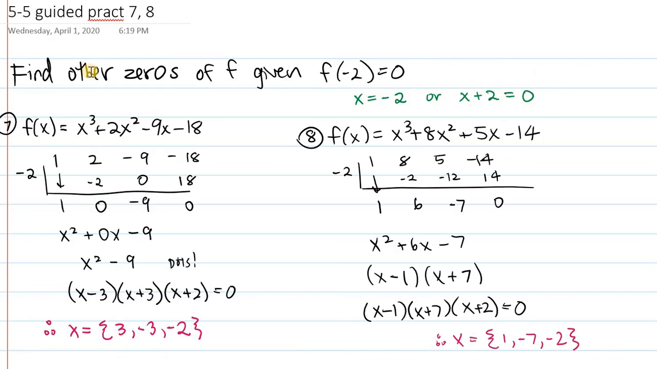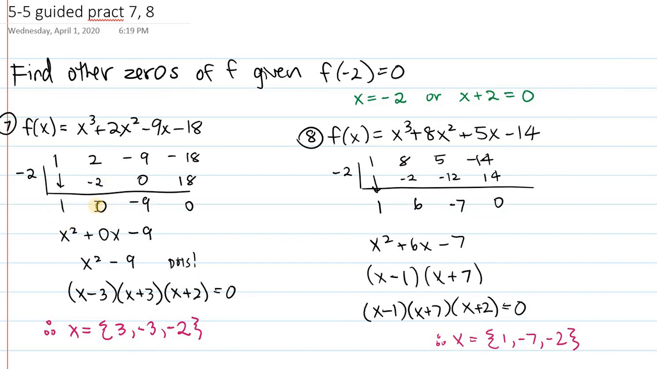Okay, so here are the solutions for those two problems. Recall that we said if we knew that f of -2 equals 0, that means that x equals -2, which as a binomial would be x plus 2. So using our synthetic division, we set it up with -2 as the thing that we're dividing. Use the synthetic division to find these factors.